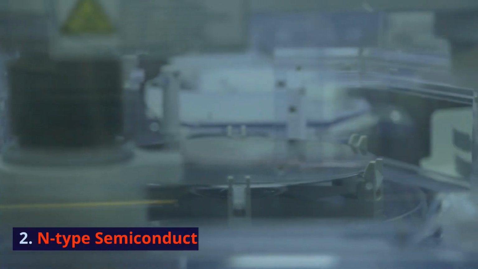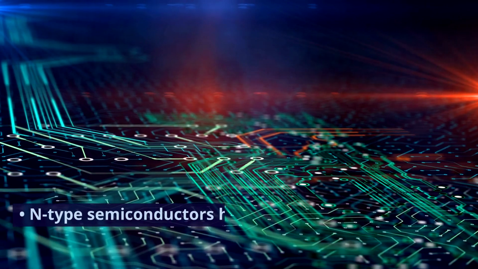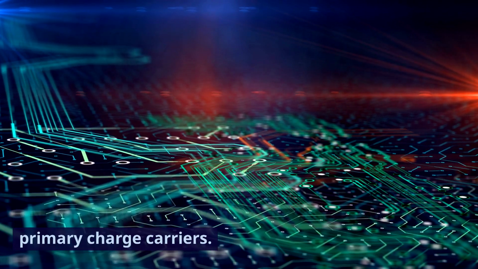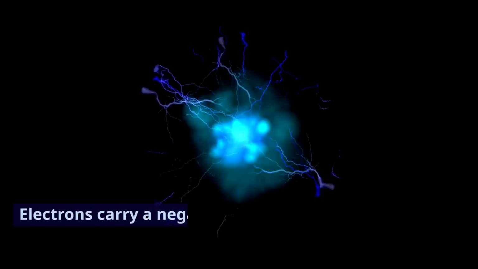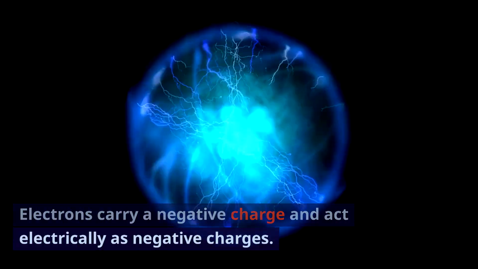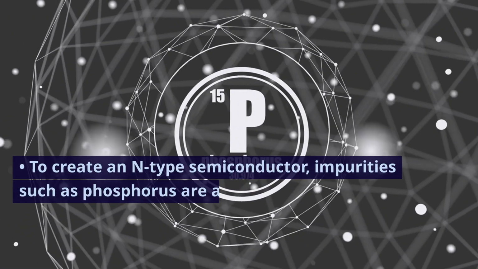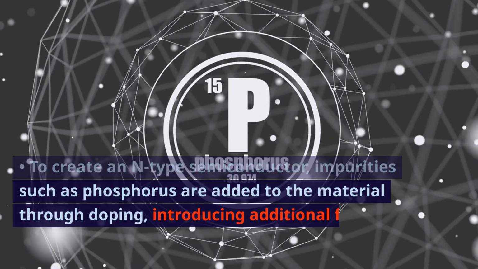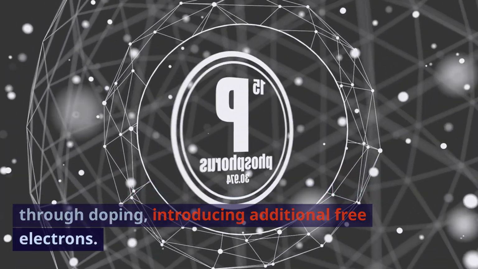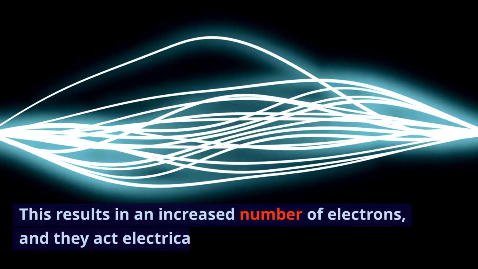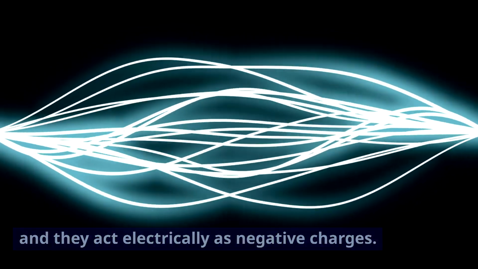2. N-type semiconductor. N-type semiconductors have electrons as the primary charge carriers. Electrons carry a negative charge and act electrically as negative charges. To create an N-type semiconductor, impurities such as phosphorus are added to the material through doping, introducing additional free electrons. This results in an increased number of electrons, and they act electrically as negative charges.